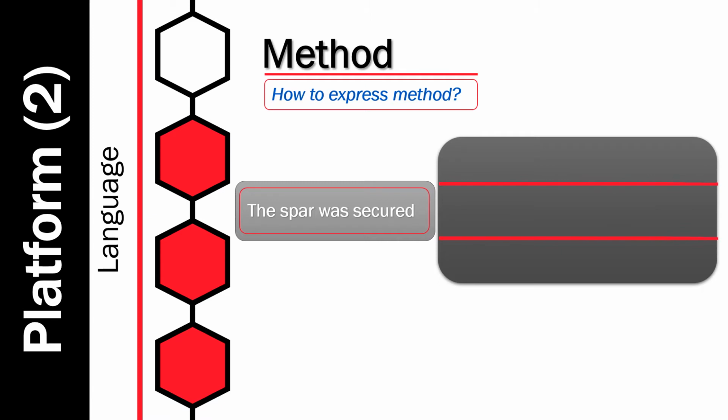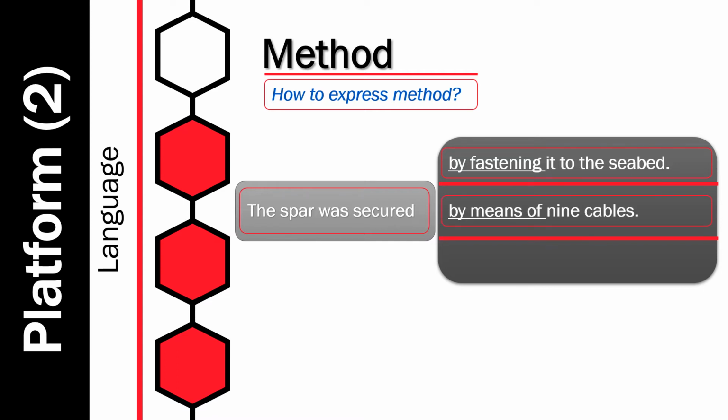Let's have a look at the following example. The spar was secured by fastening it to the seabed. Here we use by plus the ing form, the gerund. Another example. The spar was secured by means of 9 cables. So here we use by means of followed by a noun. And the last example, the spar was secured using 9 cables. Here we use the gerund directly.